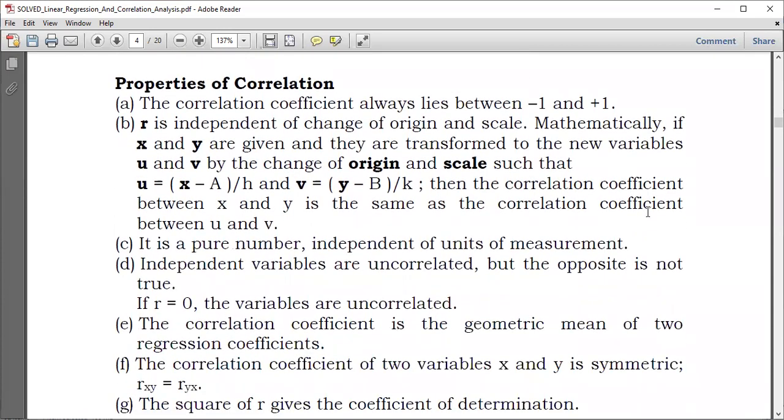All right, and now we can just go further and take a look at further elements. For example, here you have to see the properties of correlation. Now, how do we deal with these properties of correlation? We are going to see this later.